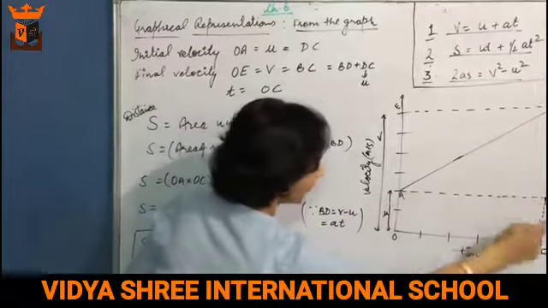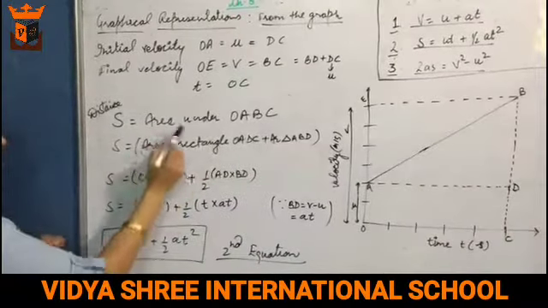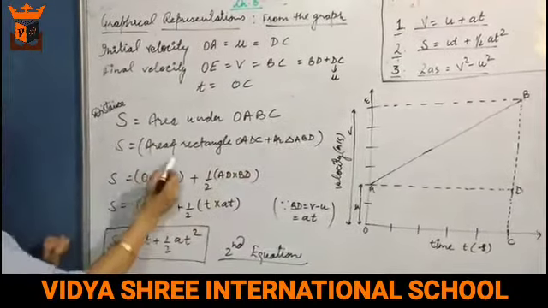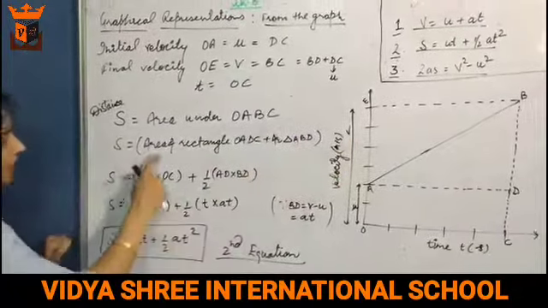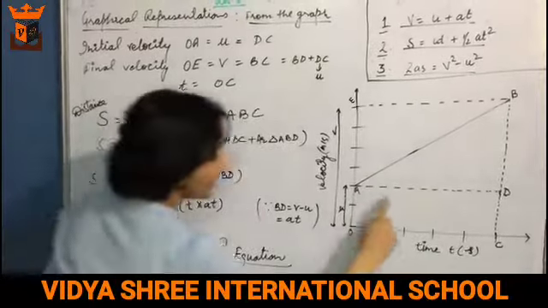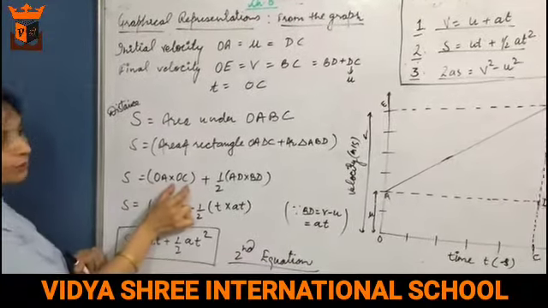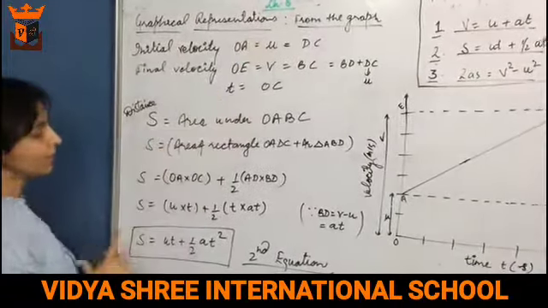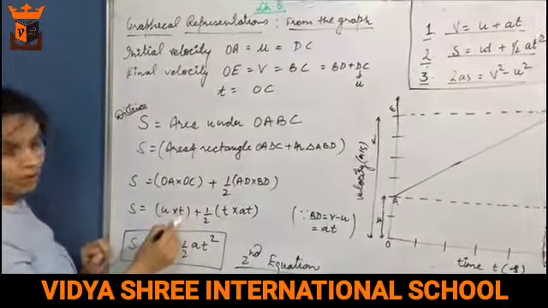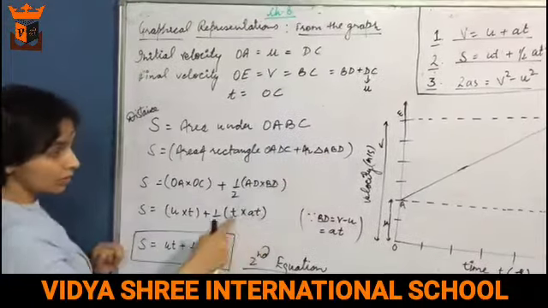So break this trapezium into two parts, rectangle and triangle. Rectangle is OABC and triangle is ABD. So area under OABC is area of rectangle OABC plus area of triangle ABD. Area of rectangle is length into breadth. Breadth OA into length OC. OA is what? Small u, we already done, initial velocity. OC is what? Small t, time.